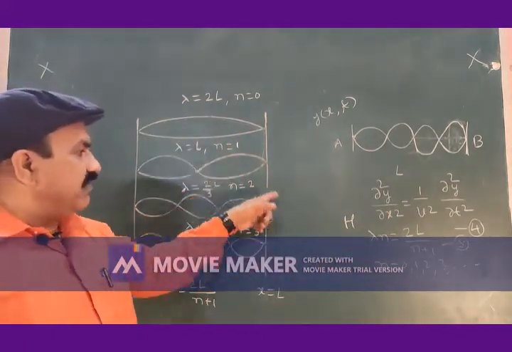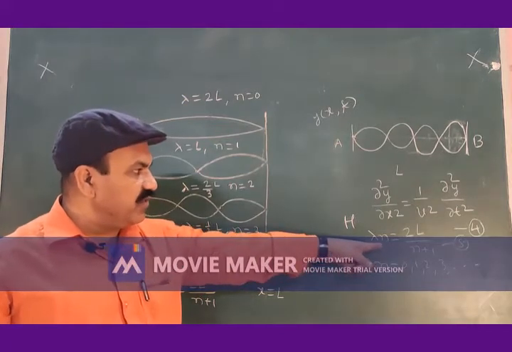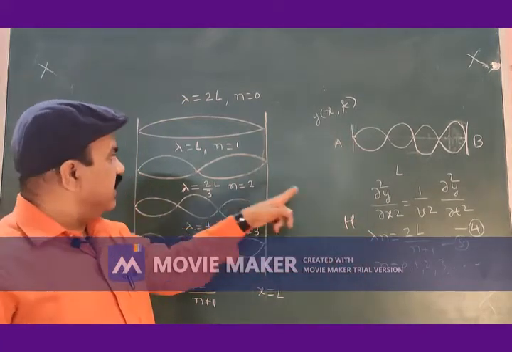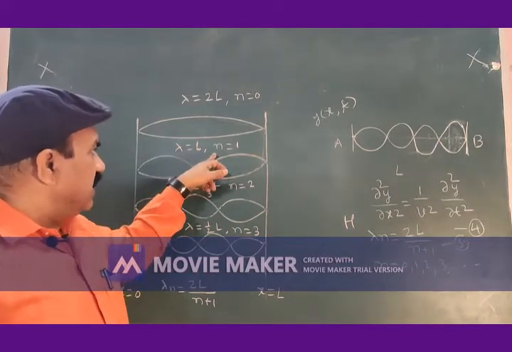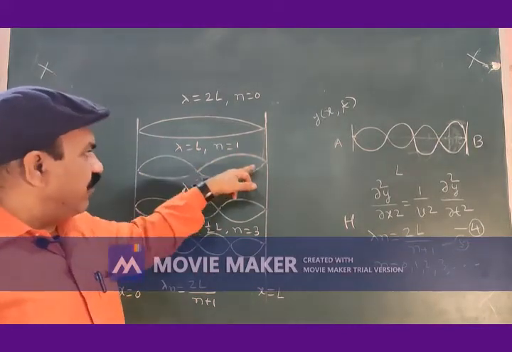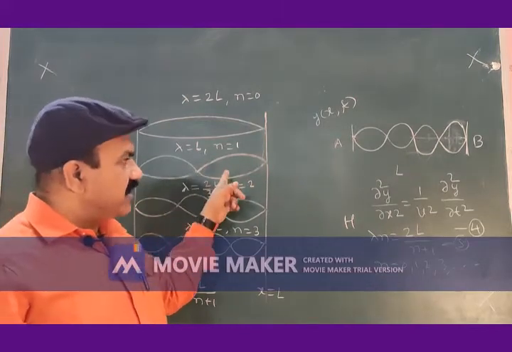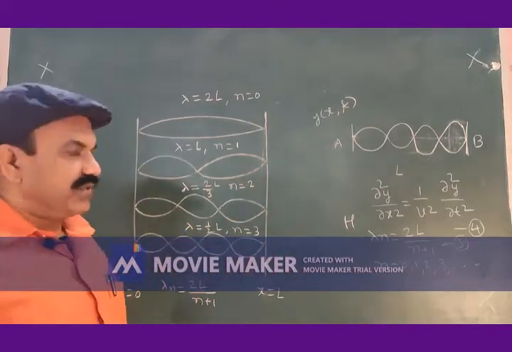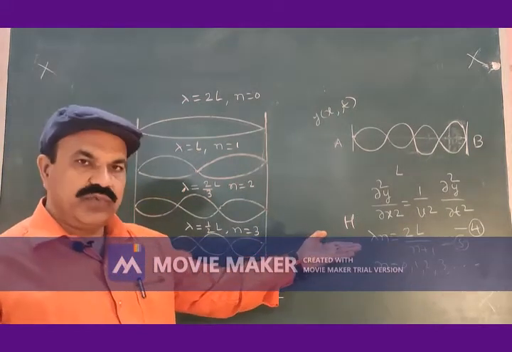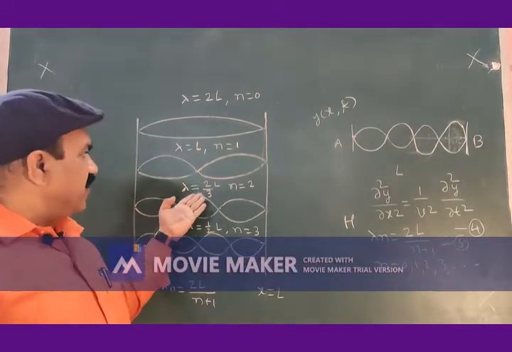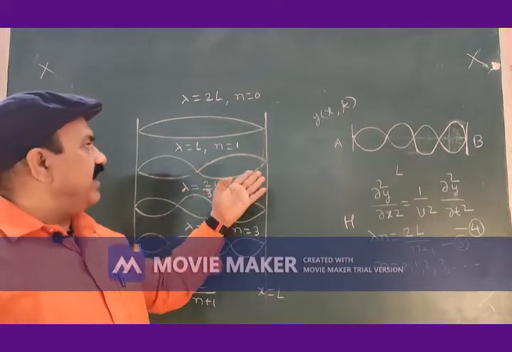When n = 1, put n = 1, 1 plus 1 is 2. The 2s get cancelled. You will have just λ = L. λ = L for n = 1 for this figure. So this is the second possible solution. Here you can have n = 2. 2 plus 1 is 3. So λ = 2L/3 when n = 2.